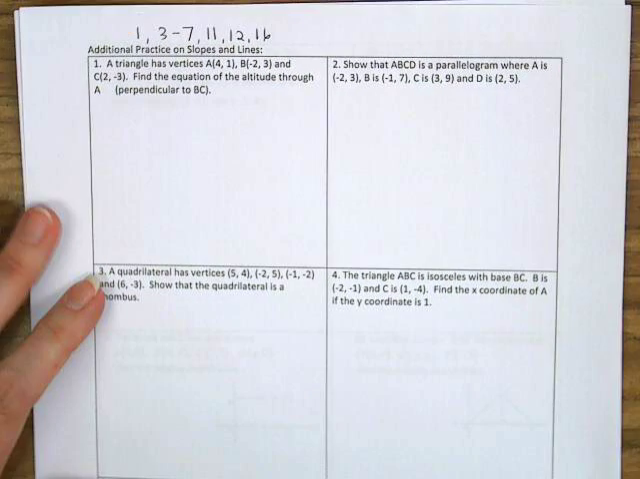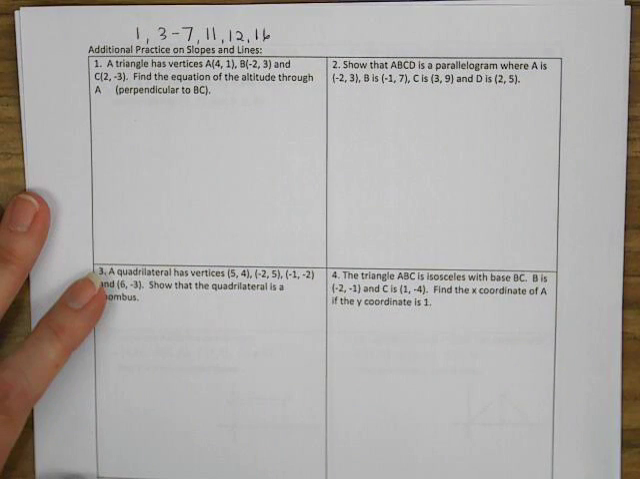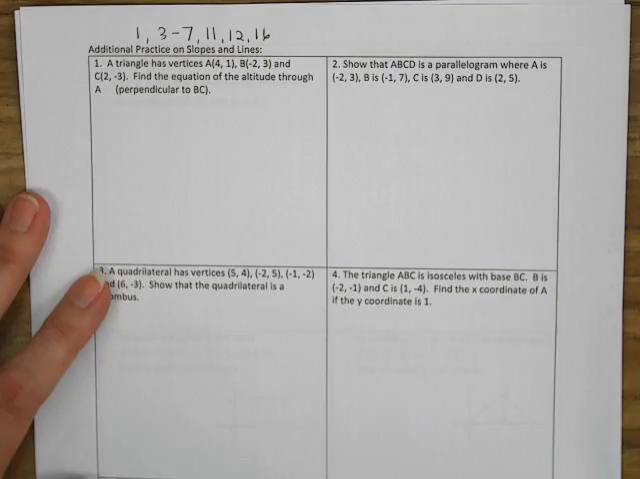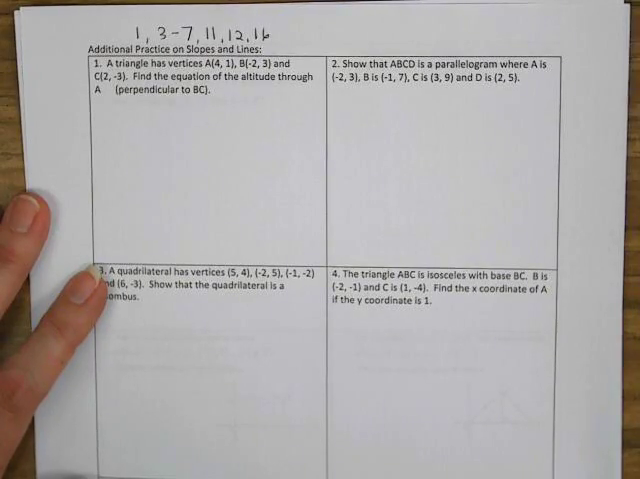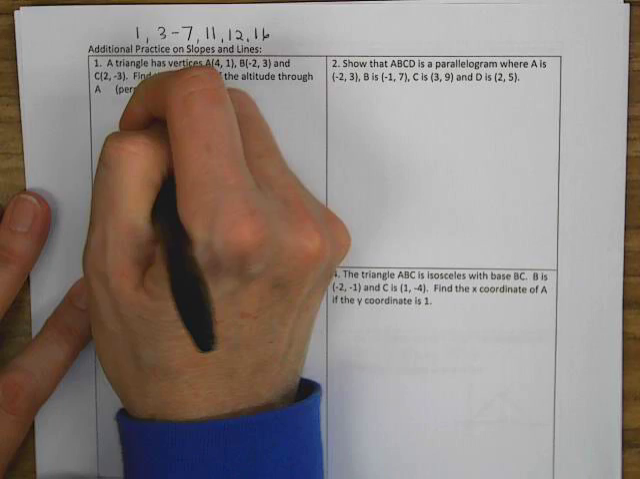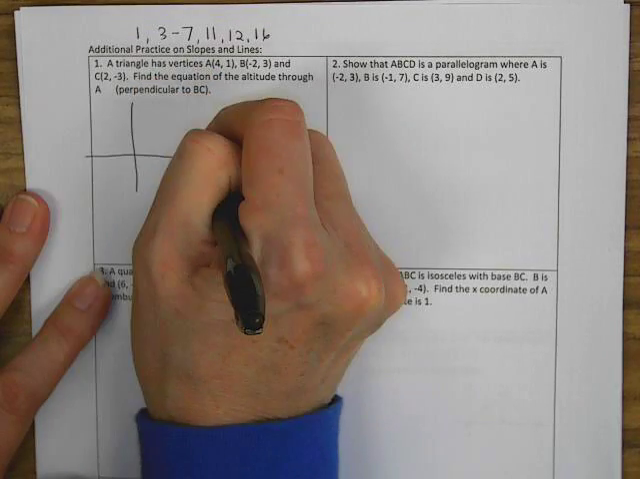Okay, in problem number 1, it says a triangle has vertices at A (4, 1), B (negative 2, 3), and C (2, negative 3). Find the equation of the altitude through A, which is obviously then perpendicular to BC. So let's do a quick sketch of these points.